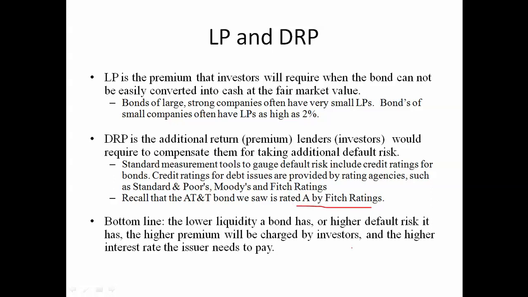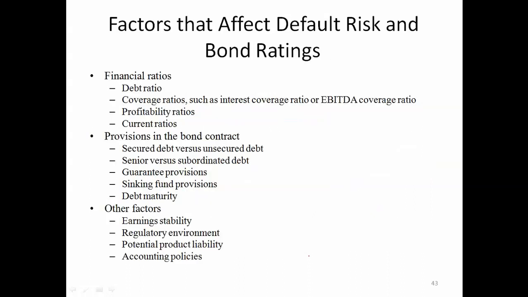Bottom line is that the lower liquidity a bond has or the higher default risk it has, the higher premium will be charged by investors and the higher interest rate that the issuer needs to pay. So this is a list of the factors that could affect default risk and bond ratings. They include financial ratios, so you can imagine a higher debt ratio means maybe higher risk, therefore a lower rating.